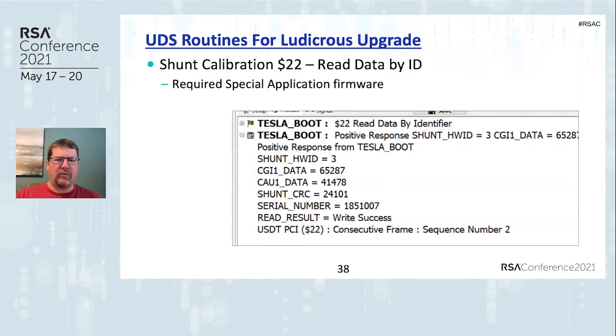So here's a really important one that was involved in doing the Ludicrous upgrade. Read data by ID, routine 22. And that was to actually read the calibration data for the current shunt that I showed way back at the beginning of the talk. And that's one of the steps involved, actually recalibrating that, which means you're actually replacing the CGI1, CAU1 data from the shunt using values also extracted from Toolbox. So read data by ID, read the shunt values, and then it actually spits this out on CAN bus.